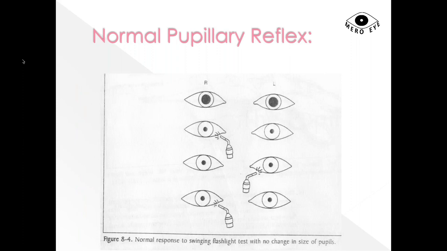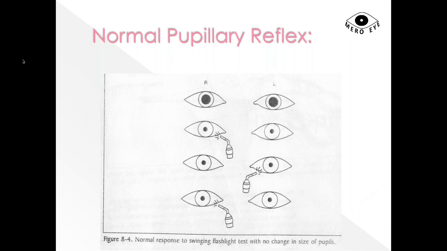As the name suggests, RAPD is present when there is an asymmetrical disease of the two optic nerves. If both the optic nerves are involved to the same extent, RAPD will not be present, so we will not be able to elicit RAPD. But if both the optic nerves are involved, but one is affected more than the other, then the more involved optic nerve will show a RAPD.